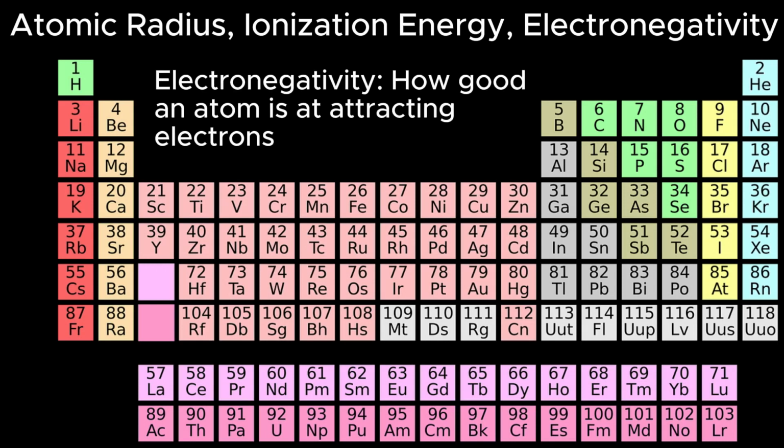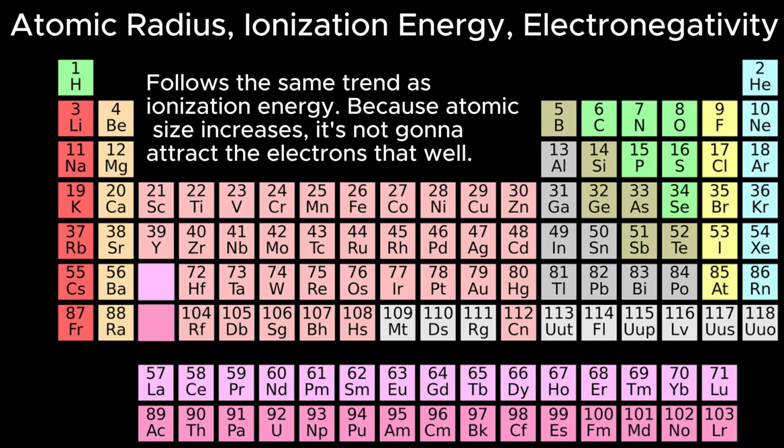Now let's learn about electronegativity. Electronegativity is just how good an atom is at attracting an electron. And electronegativity follows the same trend as ionization energy. So down a group, electronegativity decreases because the atoms are getting bigger, so they're not that good at attracting electrons.